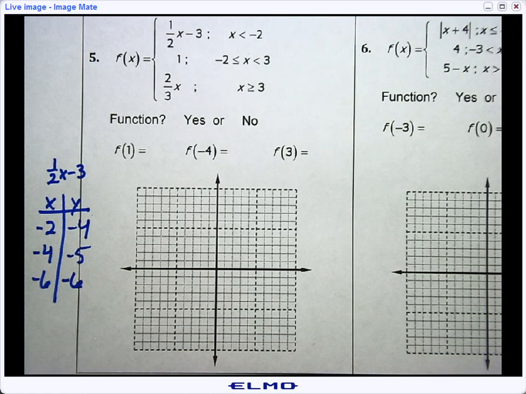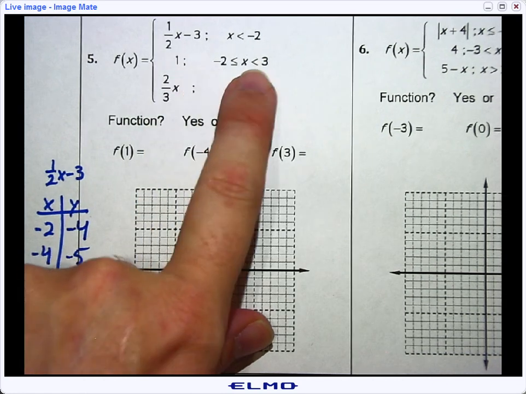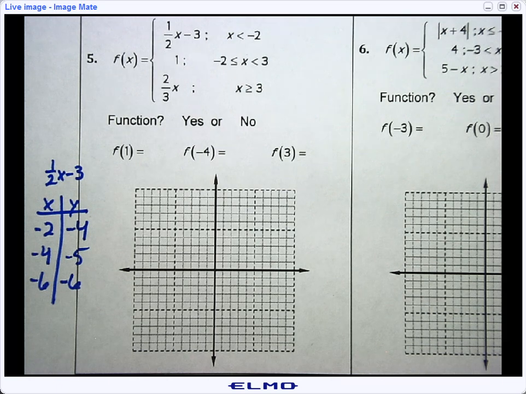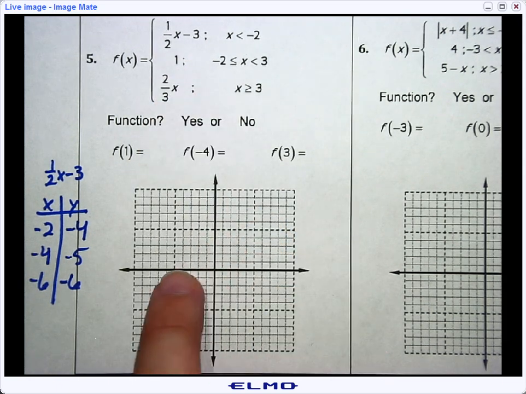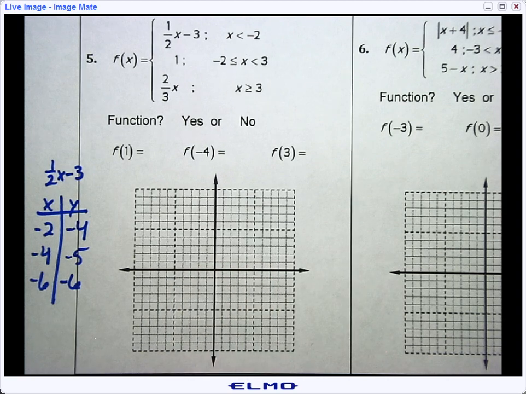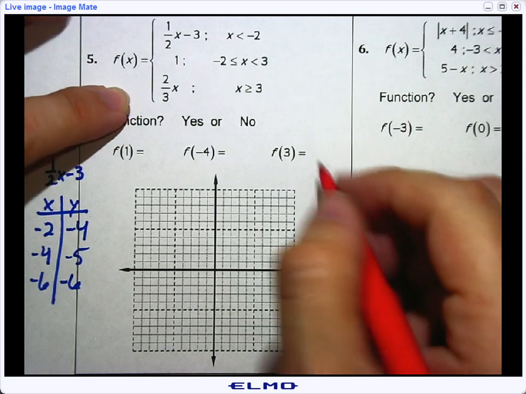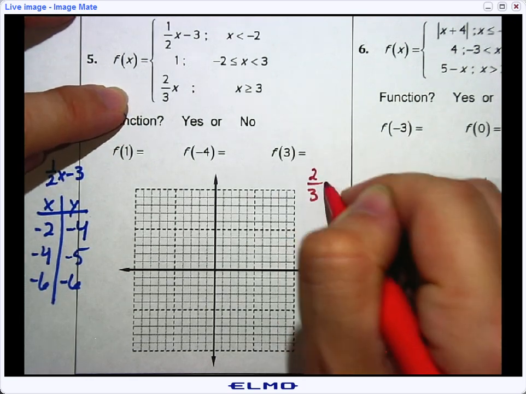And then, again, this one, any x values you pick between -2 and 3, the y value is always going to be 1. So we're going to have that horizontal line through the y-axis at 1. So I'm not going to worry about a table with that one, but I am going to make a table for this 2/3 x.